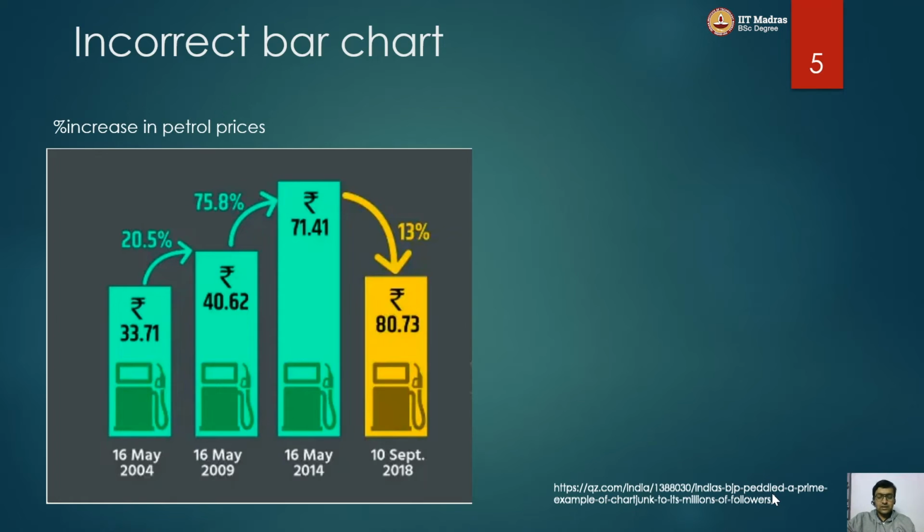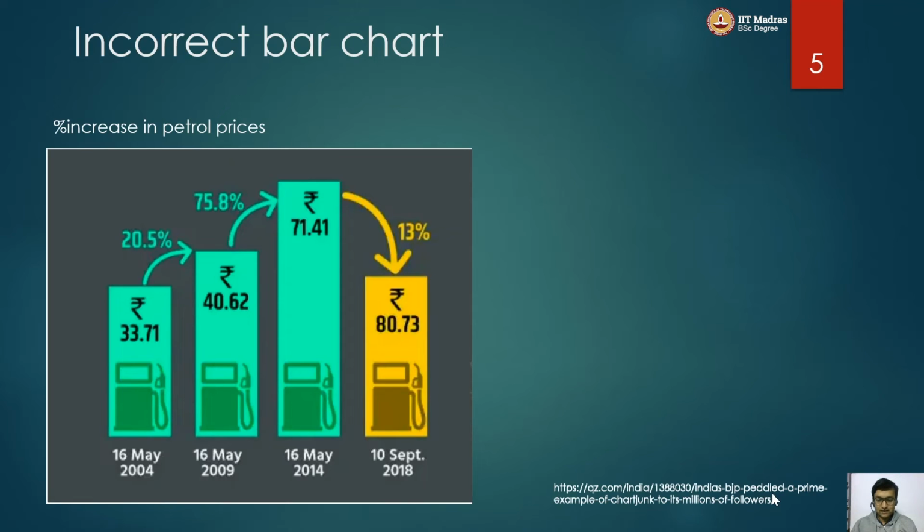From 2014 to 2018, the price has actually increased from 71.41 rupees to 80.73 rupees. But by looking at the chart, what you can see is the length of the bar in 2018 should have been more than 2014, but it is the reverse. And it appears from this chart that the price has gone down from 2014 to 2018 because the arrow has been marked downward. So this is not a correct chart.